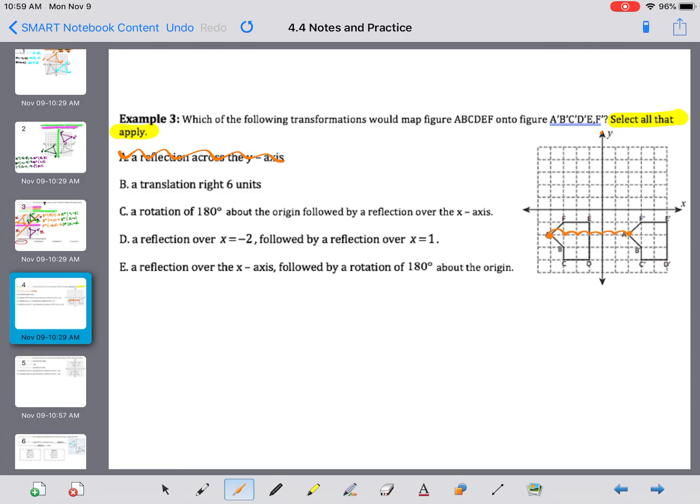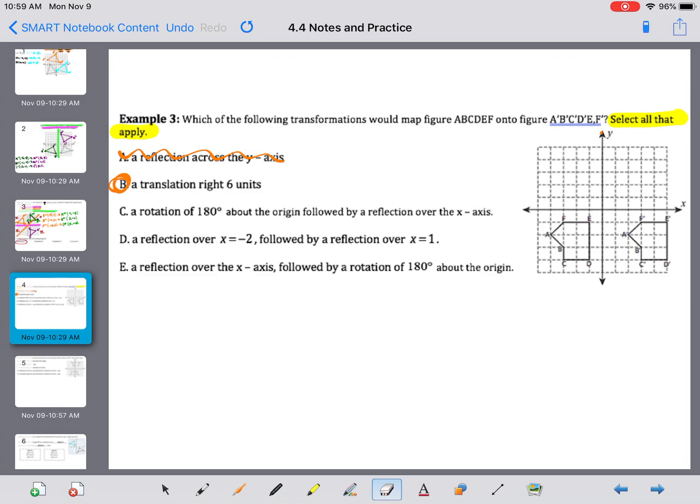Let's go ahead and check F. F goes right 1, 2, 3, 4, 5, 6. I'll try D. Let's see. D goes right 1, 2, 3, 4, 5, 6. D maps up with D prime. F maps up with F prime. A mapped up with A prime. All the other ones are going to map up. Moving the figure right 6 is correct. Okay.